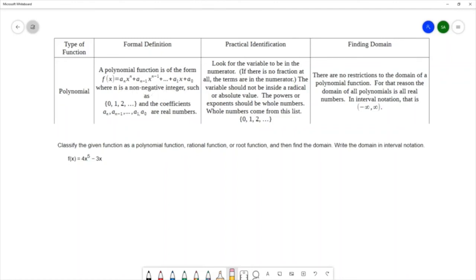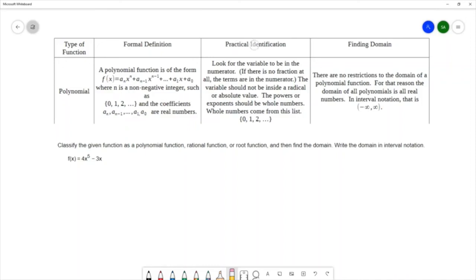So to remind you what non-negative integers are, those are 0, 1, 2, 3. Those are our counting numbers. So the counting numbers are what's allowed in our exponent. And the coefficients, a sub n minus 1, and so on, these coefficients that are attached to the variable, those are real numbers.